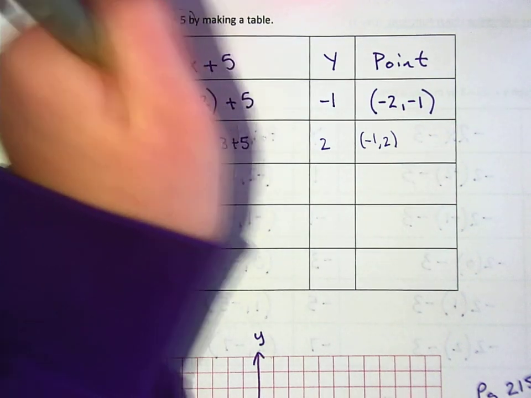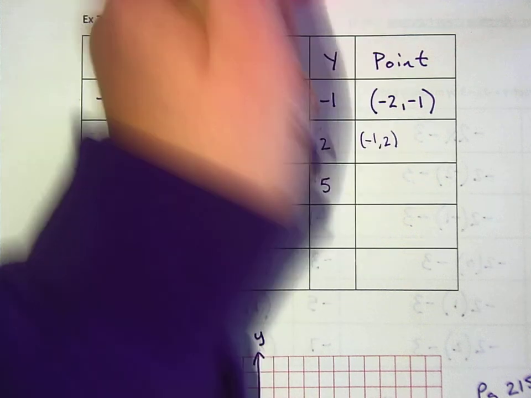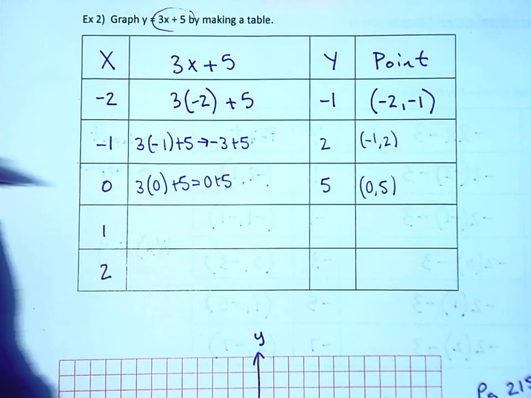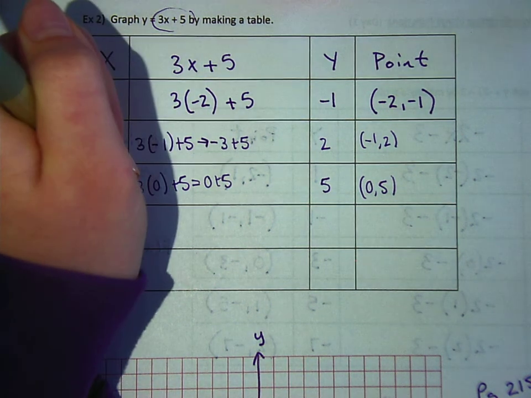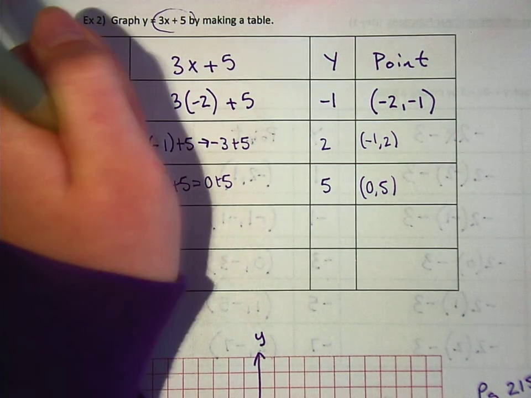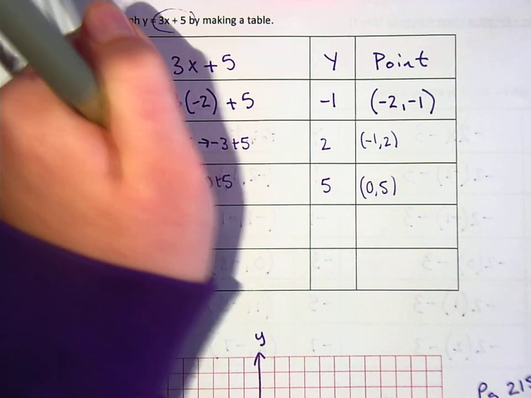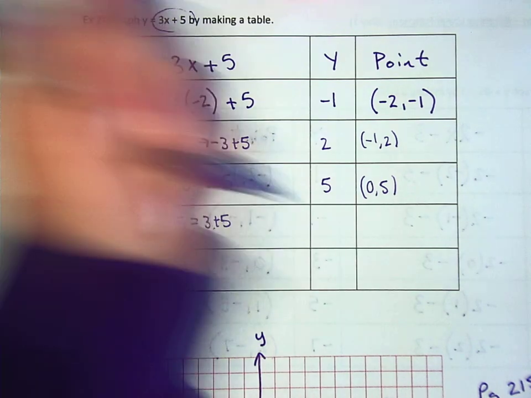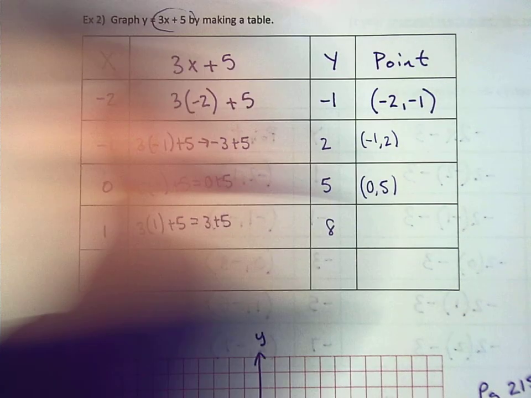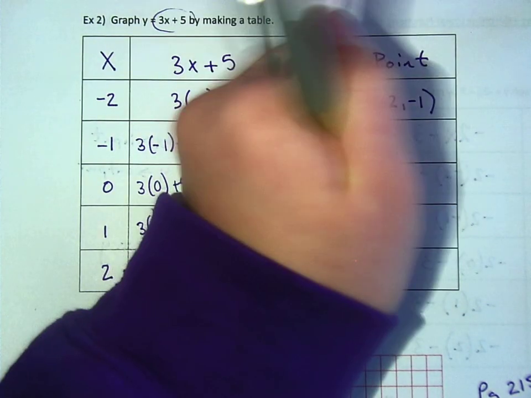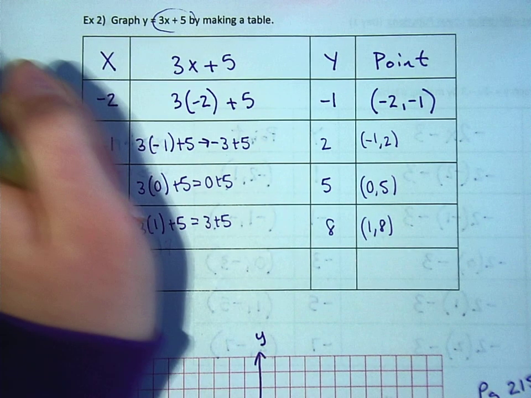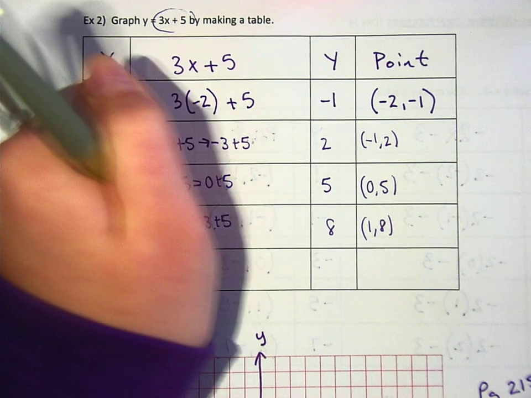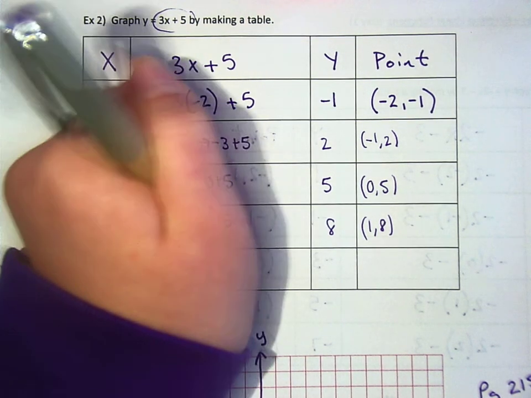Give her a second. For that 1, we took 3 times 1 would equal 3. And then we took that plus 5, and we added 3 plus 5, which equaled 8. And then for that 2, we took 3 times 2 equaled 6, plus 5 equaled 11. And then we just did the graph.